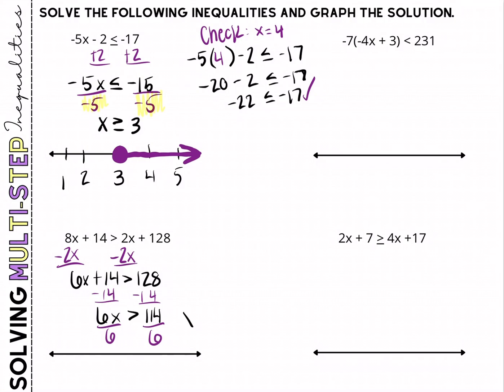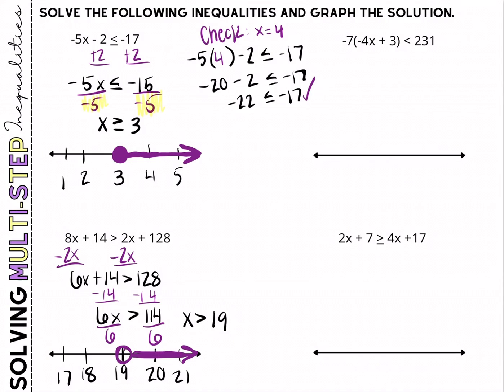And so x is greater than 19. Okay, so remember, you only flip the sign if you divide both sides by a negative. So 19, 20, 21, 18, 17. And so x is greater than 19, so it's going to be an open circle and going to the right.